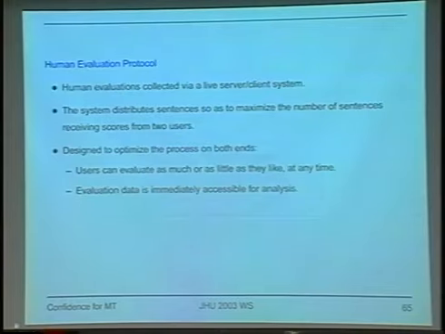So this is the process by which we actually collected our data. We had a live server client system. We had a big database of sentences, and we distributed them such that we maximize the number to get 2 votes. And the idea behind having a live system is twofold. One, it's convenient for users because they can do as much or as little as they like, whenever they want, and we don't have to give them a big list that's really intimidating and say, here, do this and get it back to us. And similarly, we get their data immediately, so we can start processing as it comes in.